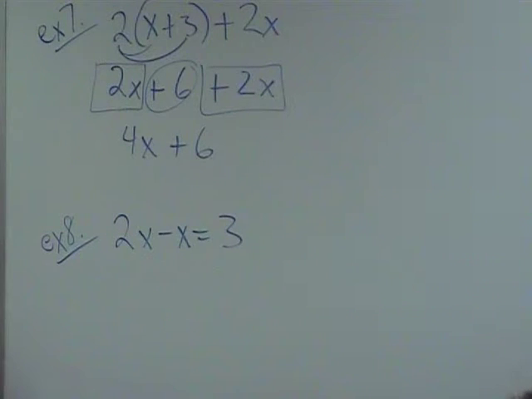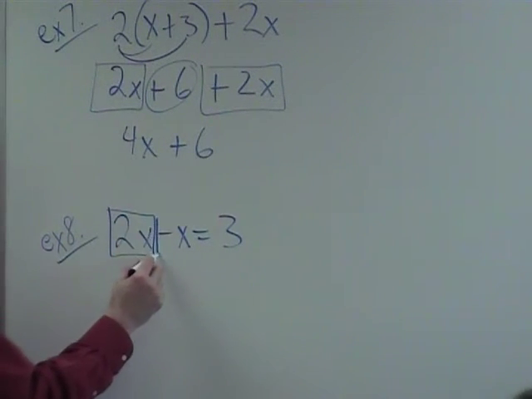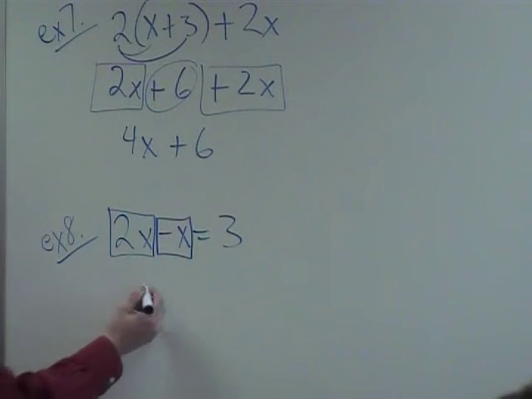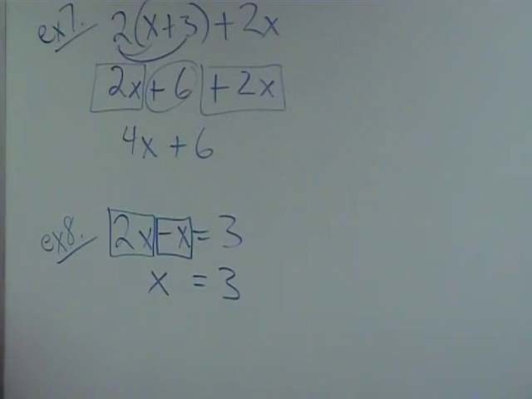Isn't it just 1x? Yeah, so here we have a 2x and a minus 1x. Those are like terms. So 2 minus 1, that's how we combine like terms, adding or subtracting coefficients. So you have 2 minus 1, which is 1x equals 3. Oh, we're done. We don't have to do anything else. x equals 3.